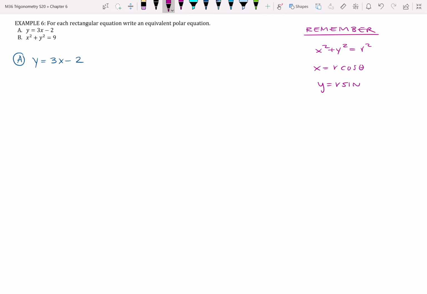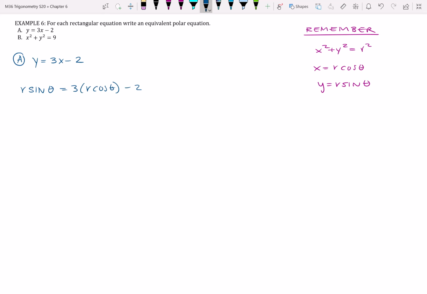Okay, so here we go. Let's just plug in, since we know what x and y are. So we have y is equal to r sine of theta, and x is equal to r cosine of theta. Oh, look at that. It's already in terms of r and theta. If we wanted to, we can have it as r equals something, because remember, all our polar equations have r equal to something. We isolate the r, so let's try doing that.